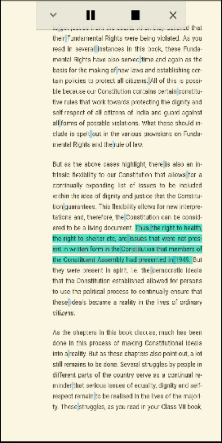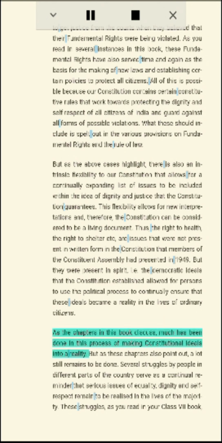Thus, the right to health, the right to shelter, etc., are issues that were not present in written form in the Constitution that members of the Constituent Assembly had presented in 1949. But they were present in spirit, i.e., the democratic ideals that the Constitution established allowed for persons to use the political process to continually ensure that these ideals became a reality in the lives of ordinary citizens.